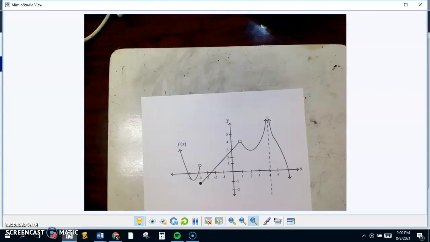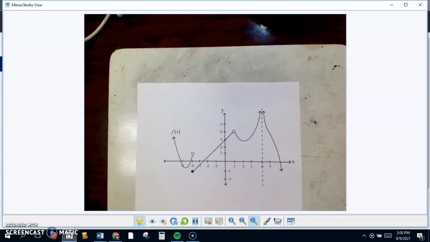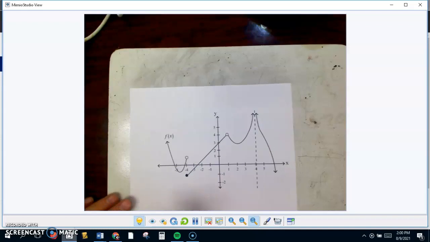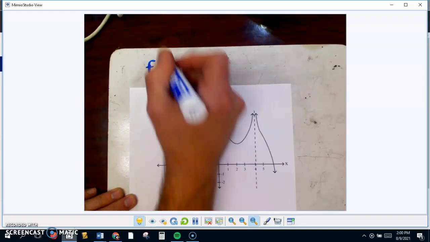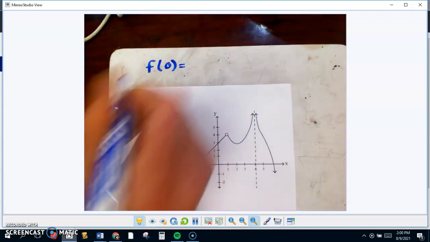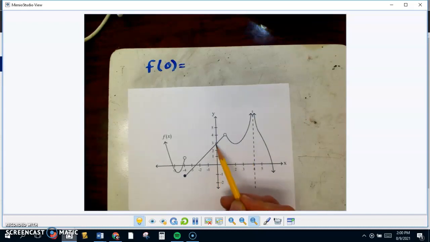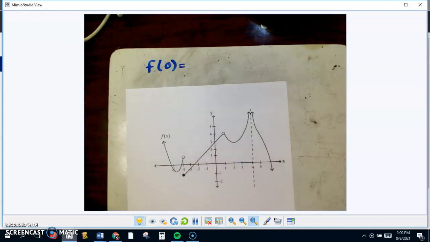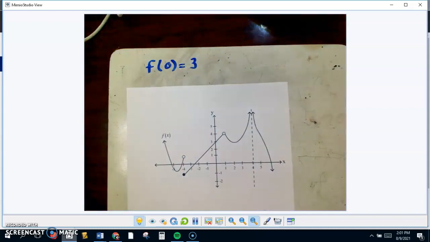Okay, we're going to find the limit at certain values on this graph. But before we do that, we want to first talk about what it means to find f of a certain value. For example, f of 0. F of 0 would be the y-coordinate for x-coordinate 0. So in this case, x would be 0 here, and the y-coordinate that goes with that is the y-coordinate 3. So f of 0 is 3.